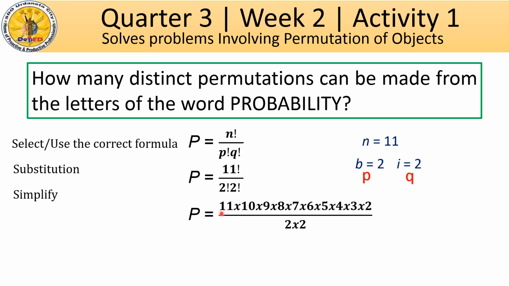11 factorial divided by 2 factorial. Do the cancellation. Then we have now 9,979,200 distinct permutations that can be made from the letters of the word probability.